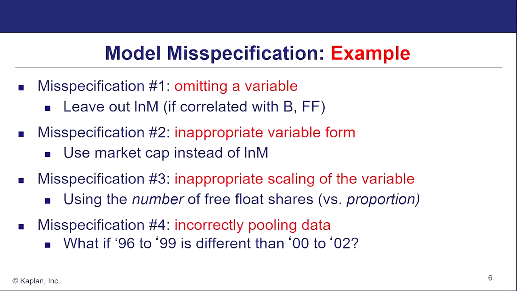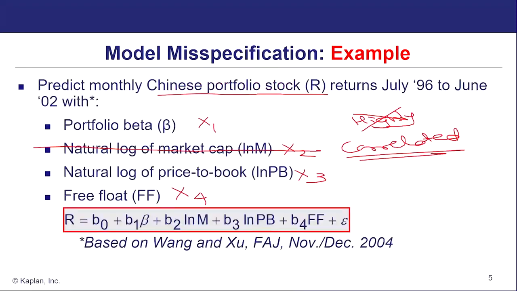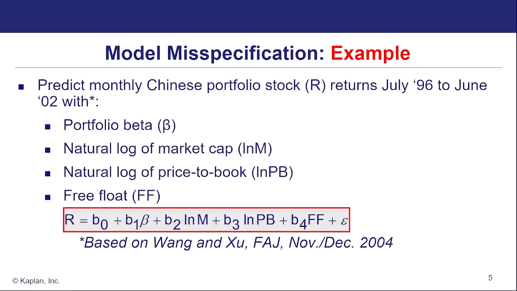The second misspecification is inappropriate variable form. Remember, the reason researchers used log of market cap and not just market cap in dollars or whatever, is because the relationship between returns and market cap is quadratic. So what you want to do is to take natural log of market cap to make it linear. It's kind of like if you were to do compounding, and you look at the graph of compounding, calculating future value, and you see a quadratic relationship.